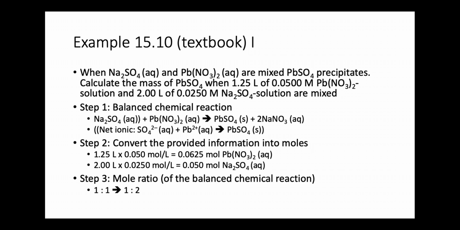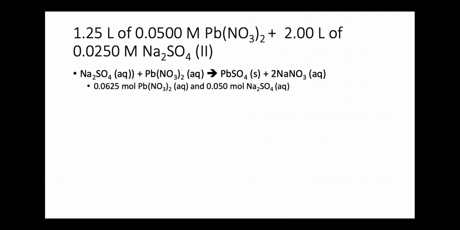Step 3, mole ratio. Well, we can see the ratio here, 1, 1, 1, and 2. So it's 1 to 1, it becomes 1 and 2. And we're more interested in the amount of my precipitate, so that's the PbSO4. So the ratio we see is 1 to 1. I have here a summary of the previous slide, so the reaction equation and the number of moles.